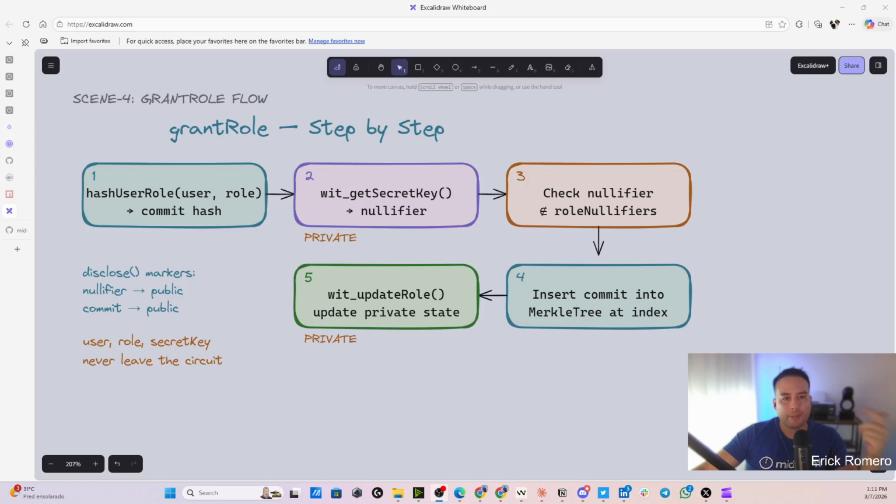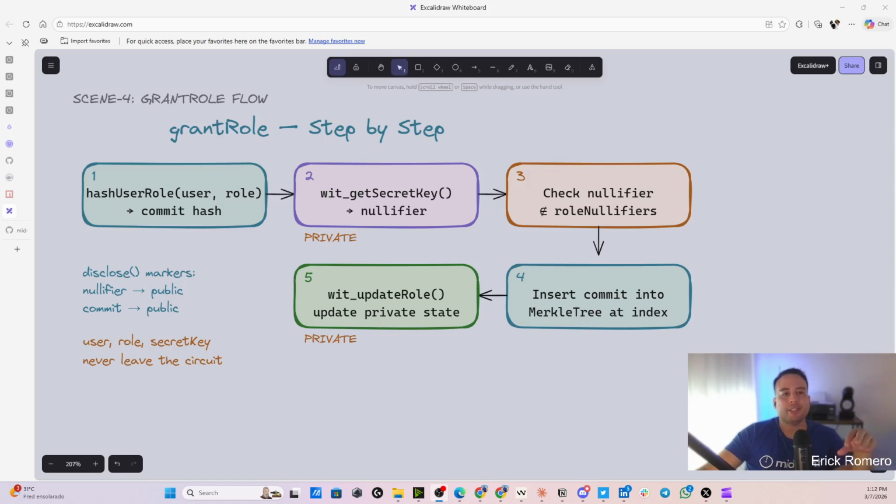Step 3. Duplicate check. The circuit checks that this nullifier doesn't already exist in the role nullifier set. If it does, someone already granted this exact role to this exact user, and the transaction reverts. This prevents double granting without anyone knowing what was granted. Step 4. Merkle tree insertion. The commitment gets inserted into the role commits tree at the current index position. The index counter increments.